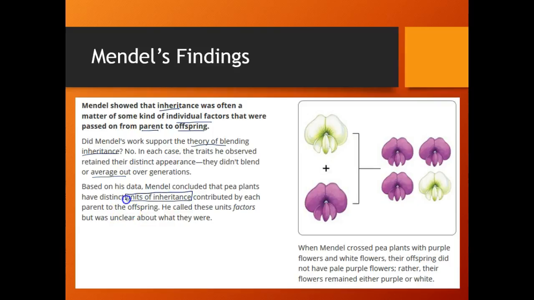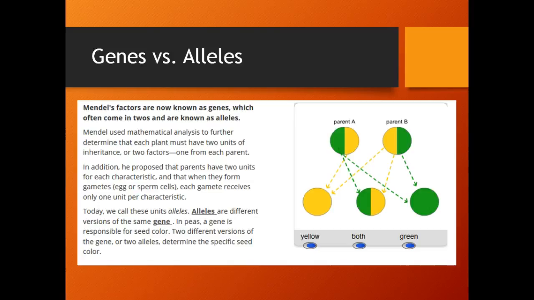Okay, so he called these factors, contributed by each parent to the offspring, unit factors, but really was unclear about what exactly they were. So today, what we call these factors are genes. Okay, so each of those factors or characteristics that he was looking at is what we call genes, and they often come in twos, sometimes more than twos, but for this class, we're going to think of them in twos. And the different types within each factor are known as alleles.